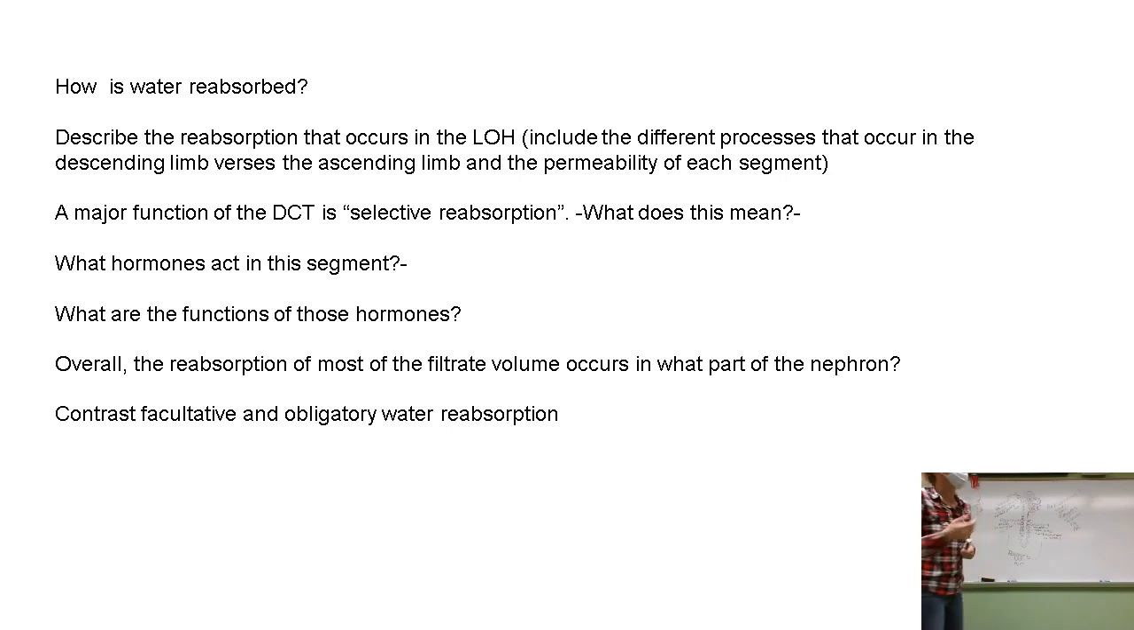Okay, so what hormones work in the nephron for selective reabsorption? We said PTH, right? PTH is parathyroid hormone. Parathyroid hormone allows us to reabsorb what ion? What was it? Calcium, good. That allows for the reabsorption of calcium.